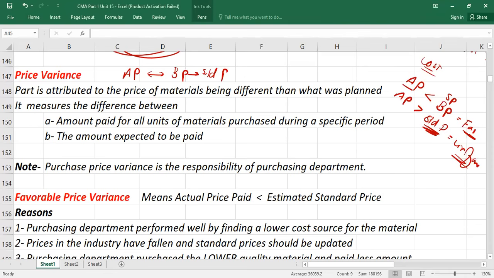Don't worry, calculations are going to be very easy. First, let me cover only theoretical points. Okay, so here we go.